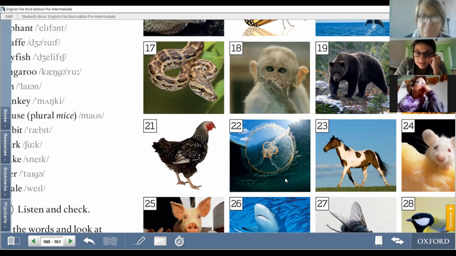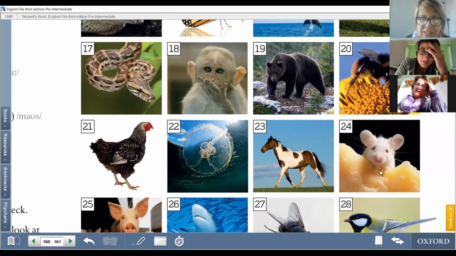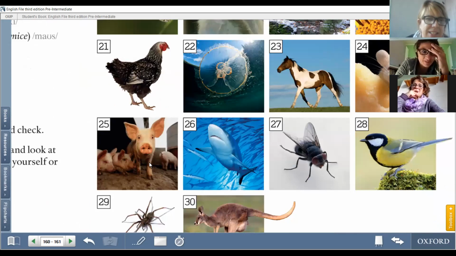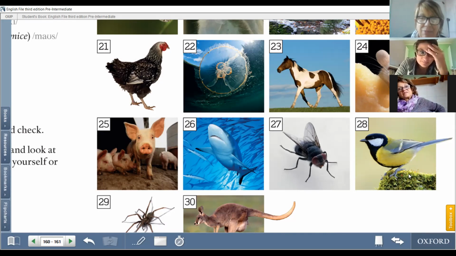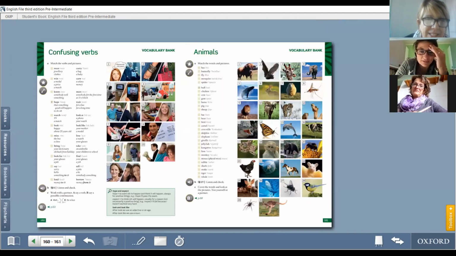This is the jellyfish, I don't remember it. Jellyfish. Yes, jellyfish. Horse. Okay. Mouse. You remember the plural of mouse is irregular? Mice. Yes. Pig. Shark. Like the verb, fly. 28. What do you say, Annalisa? Bird. Yes. Spider. Kangaroo. Yes.